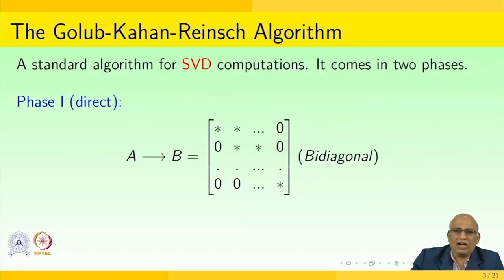So, in order to do that, we will have a specialized algorithm called the Golub-Kahan-Reinsch algorithm. The Golub-Kahan-Reinsch algorithm especially deals with singular value decomposition computation. It is a standard algorithm for singular value decomposition. So, how do you prove this? The Golub-Kahan-Reinsch algorithm can be carried out in two phases.